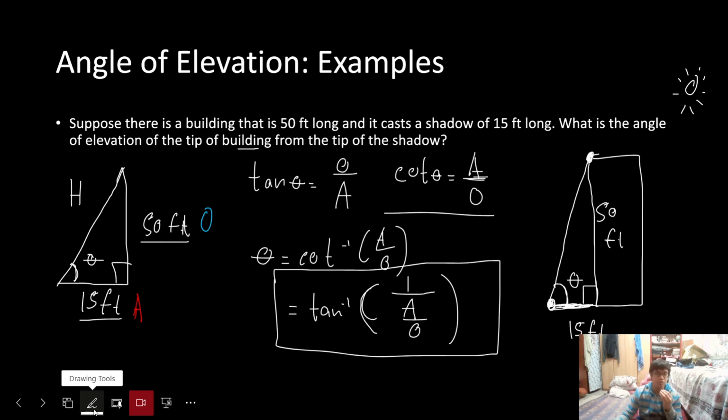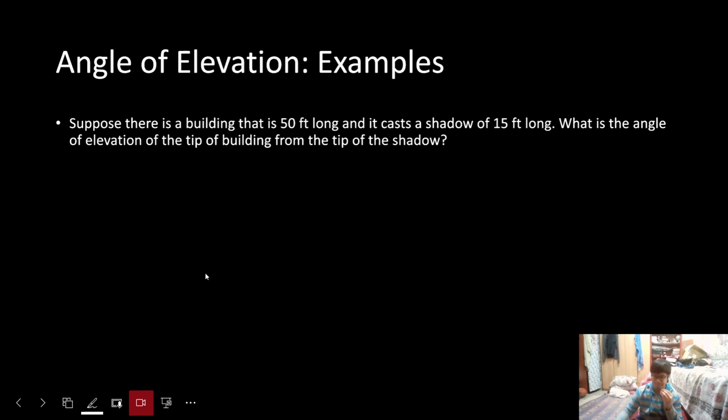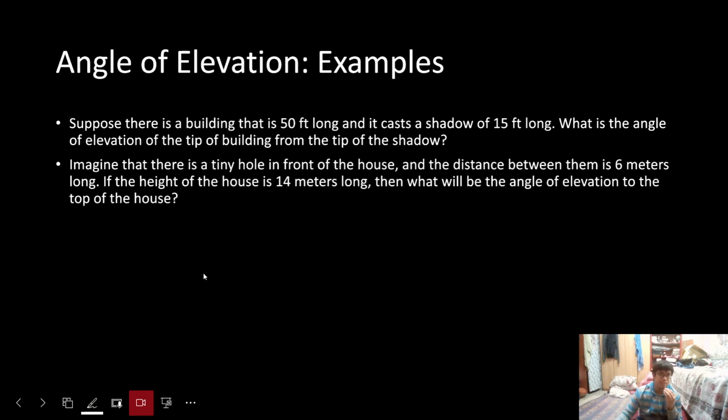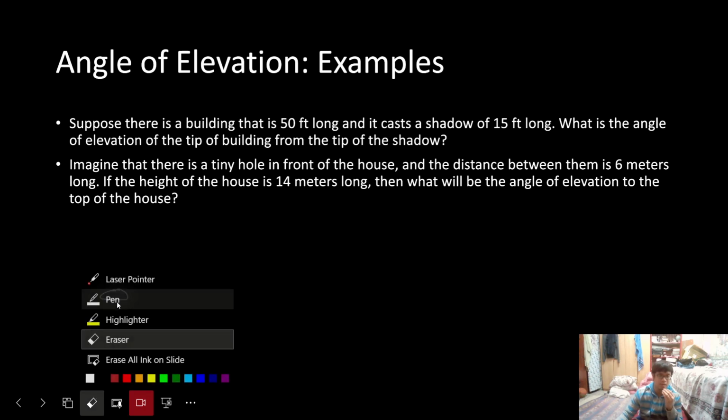Now, what we're going to do is proceed to the second example, which is this one. Imagine that there's a tiny hole in front of the house, and the distance between them is 6 meters long. If the height of the house is 14 meters long, then what will be the angle of elevation to the top of the house? So, hole is here, all right? Hole. And then let's just say this is a house. Oh, wait, no. Let me just fix this one. Okay. So, this is a house.